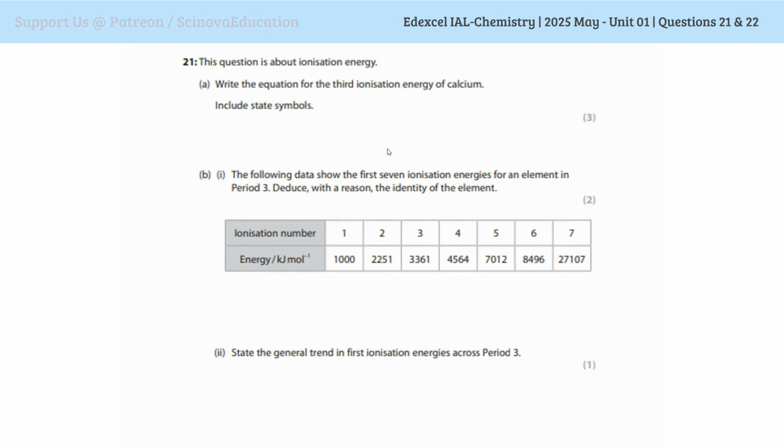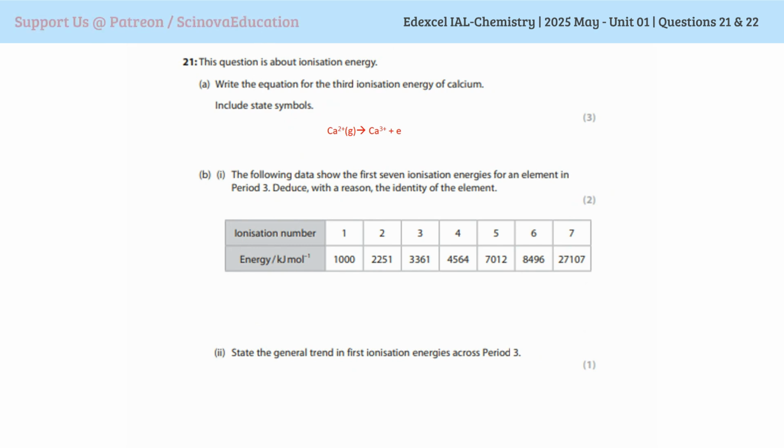So, third ionization means you have to start with calcium 2 plus, including symbols. You have to give the equation. So, calcium 2 plus in gaseous phase gives calcium 3 plus plus electron.